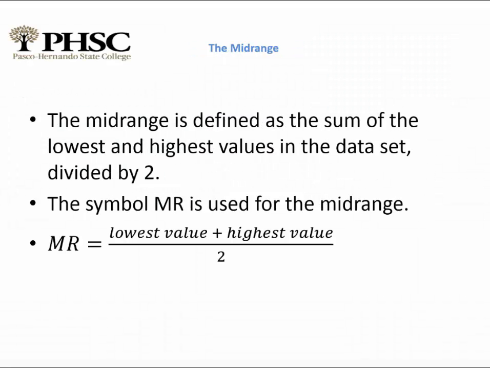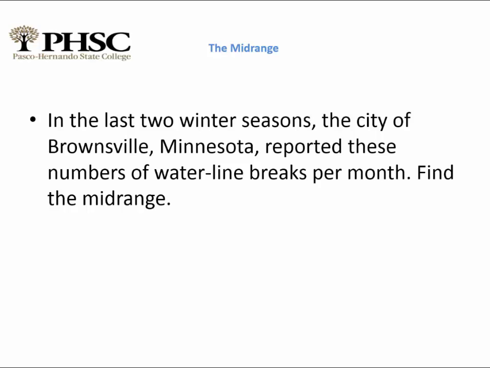Alright, so the next thing we're going to do is find a mid-range. The mid-range is defined as the sum of the lowest and highest values in the data set divided by 2. The capital MR is used for the mid-range, and there's the formula: lowest plus highest divided by 2. So I'm going to go ahead and do an example.